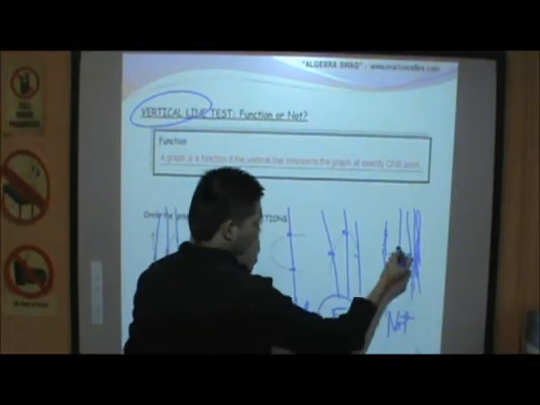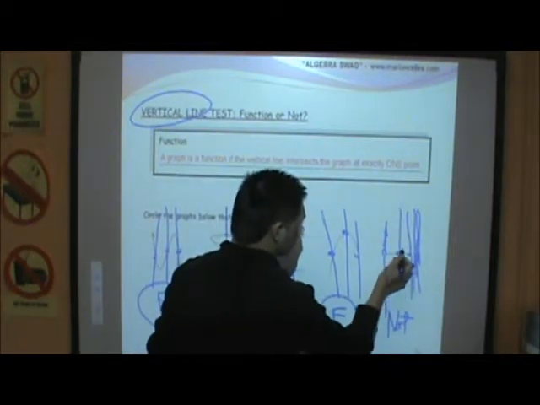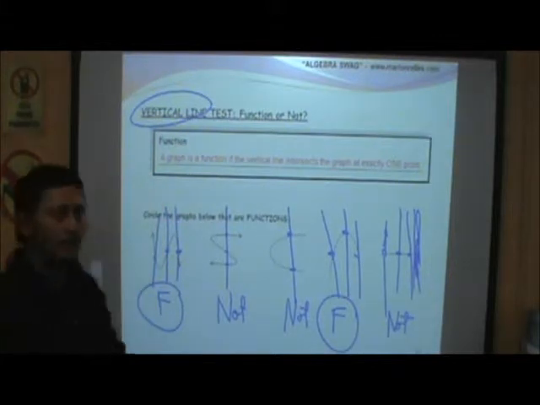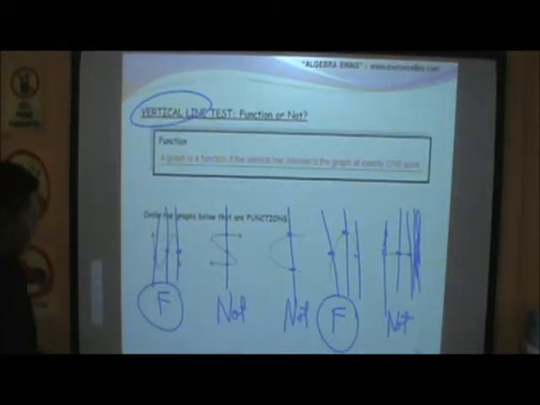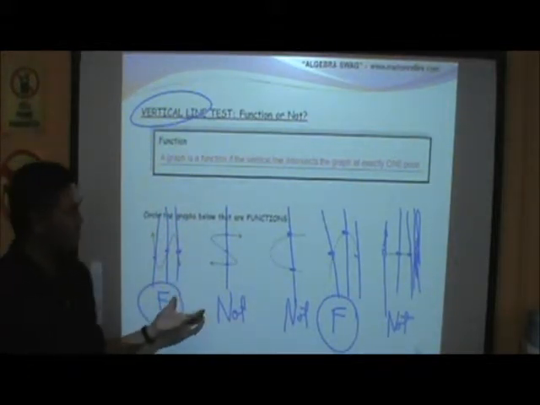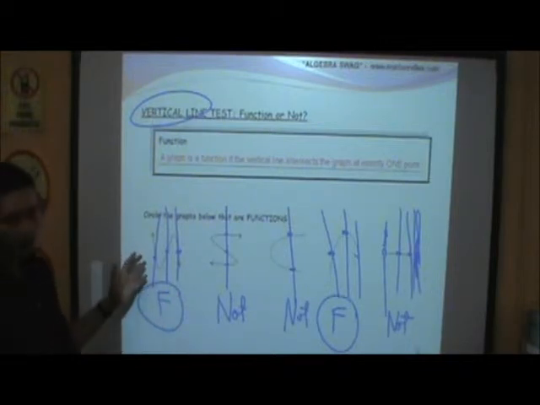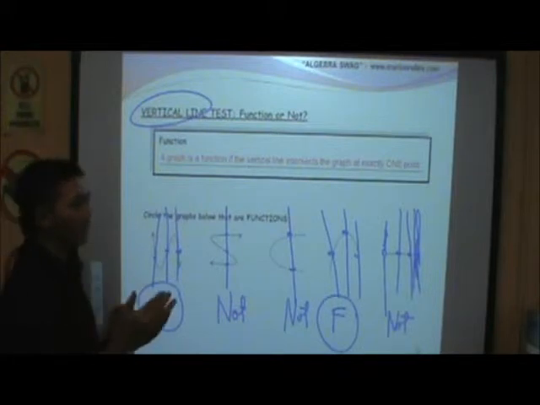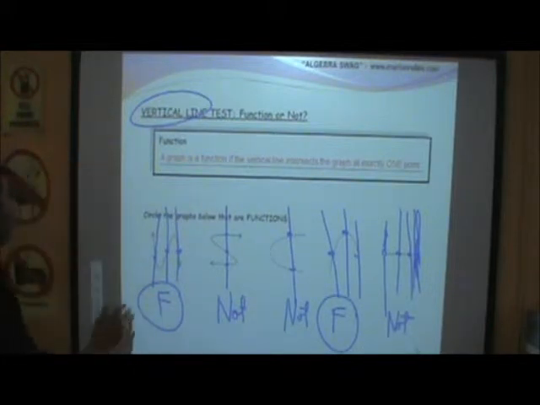It looks like it's a function when you draw a vertical line in the middle, but if you draw vertical lines on the sides, then it's not a function. So again, given the graph, just use the vertical line. Given the ordered pairs, look at the x values, look at the domain.